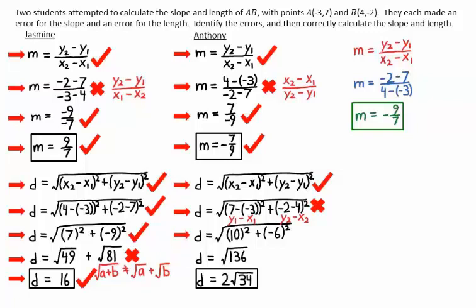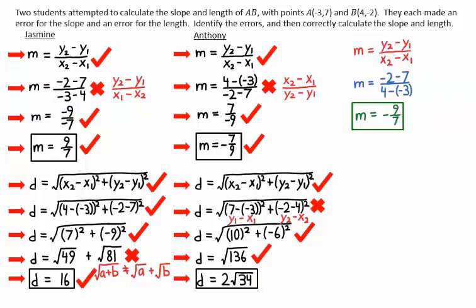For his third step, 7 minus negative 3 is in fact 10, and negative 2 minus 4 is negative 6. This step therefore is correct. For his fourth step, 10 squared is 100, and negative 6 squared is 36. 100 plus 36 does in fact give 136.